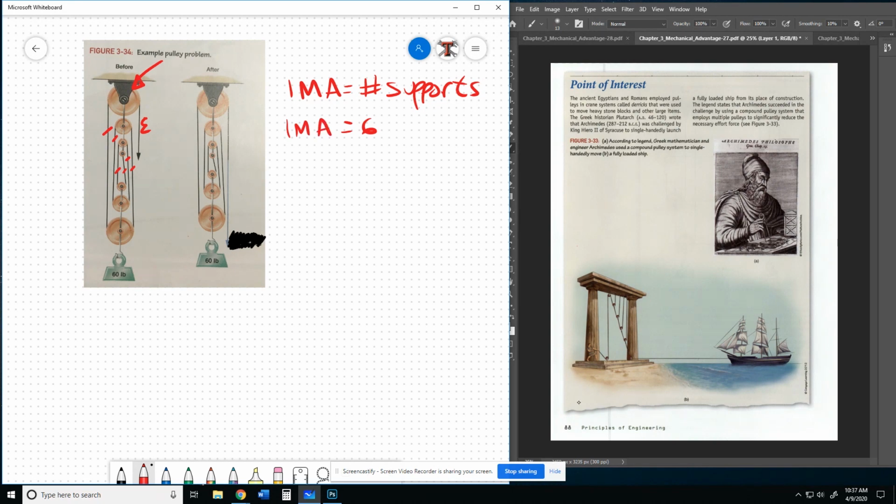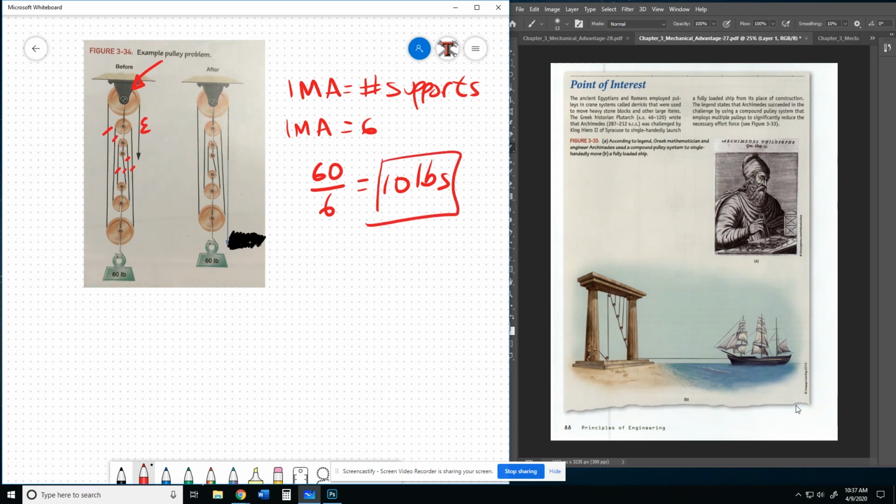And if we have a 60-pound weight, it makes sense that the ideal effort that we're going to put in is going to be 60 divided by 6, which is going to be 10 pounds. That is going to be our ideal effort. And it kind of makes sense.